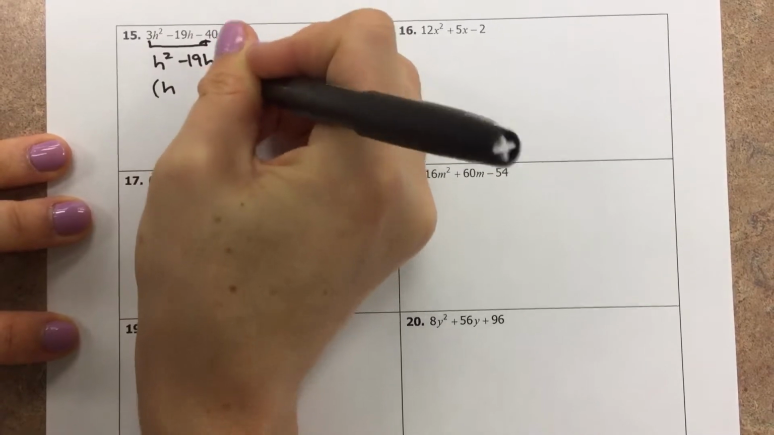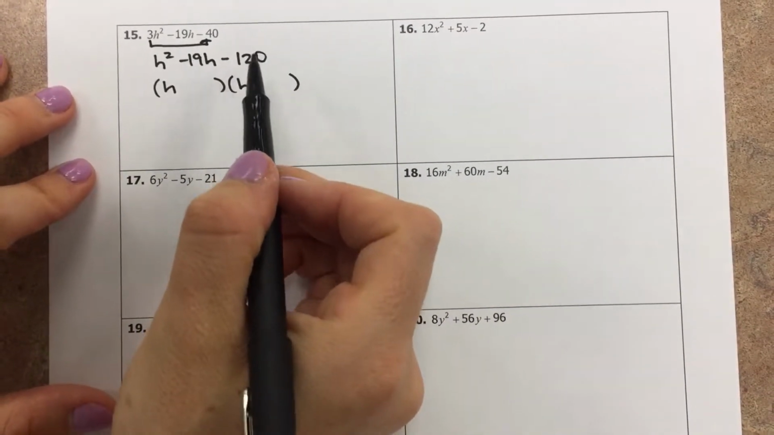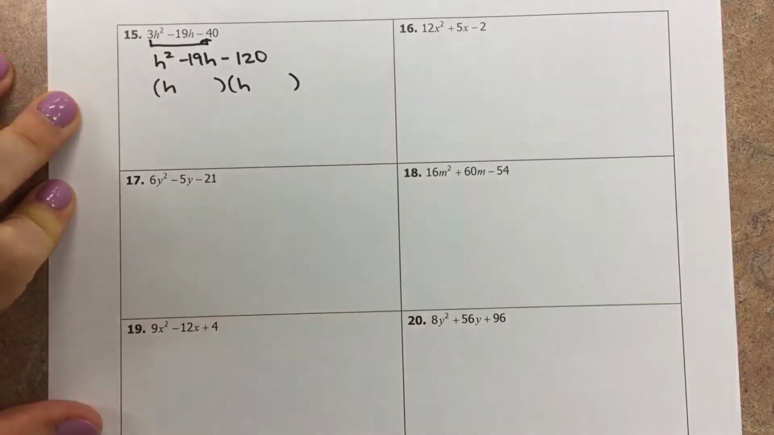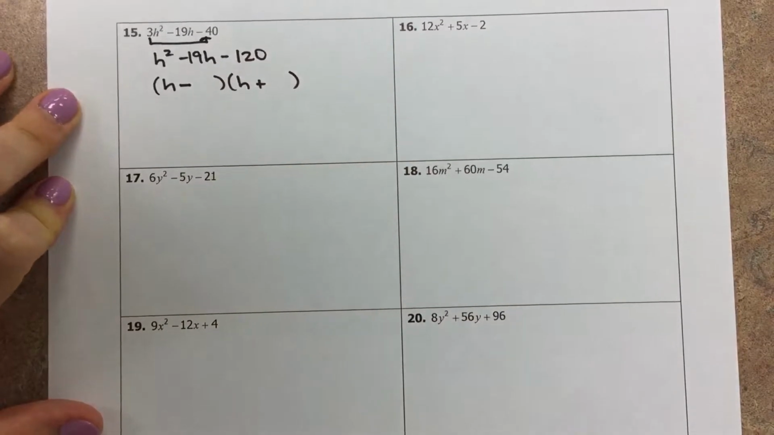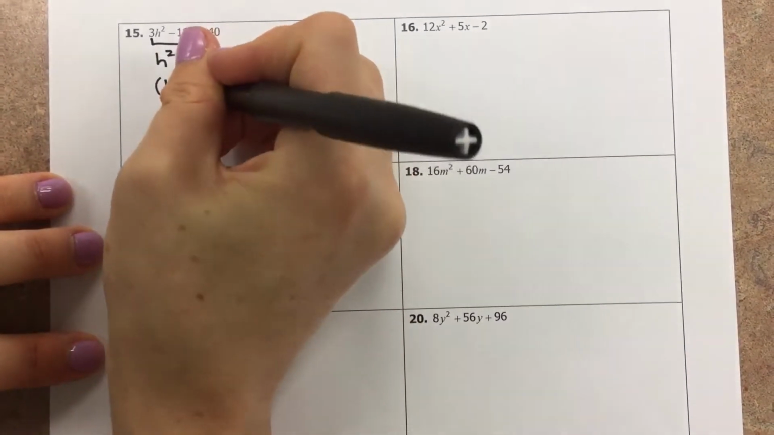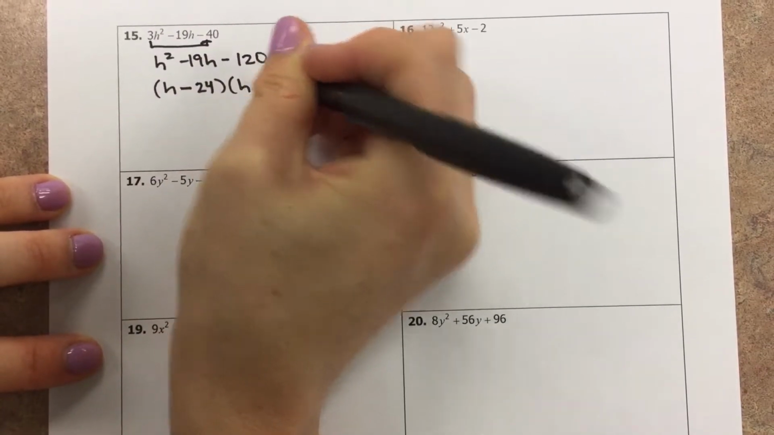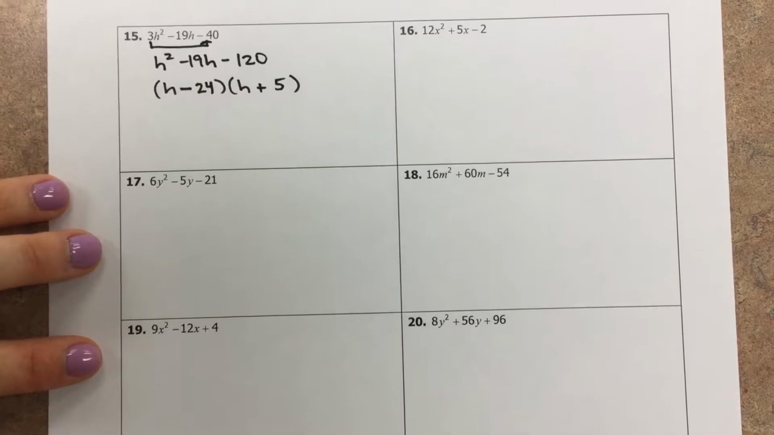We have h times h gives us h squared. And then what we're looking for are 2 values that multiply to a -120 and add to a -19. So we know it's going to be 1 negative, 1 positive. And again, if you play around on a calculator, it ends up being a -24 and a +5. They multiply to -120, they combine to a -19.